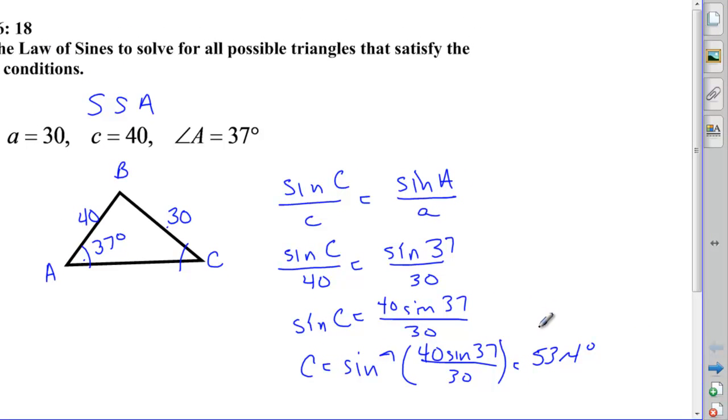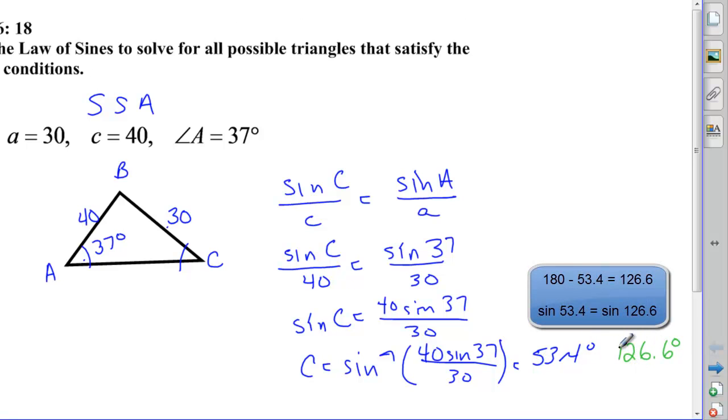Now one of the other things that we have to check is the supplement, because the supplements have the same sine values. And so if I did 180 minus 53.4, I get 126.6. And so I'm going to put that in green. 126.6. So angle C can either be 53.4 or 126.6. Now how do I know if that's possible?